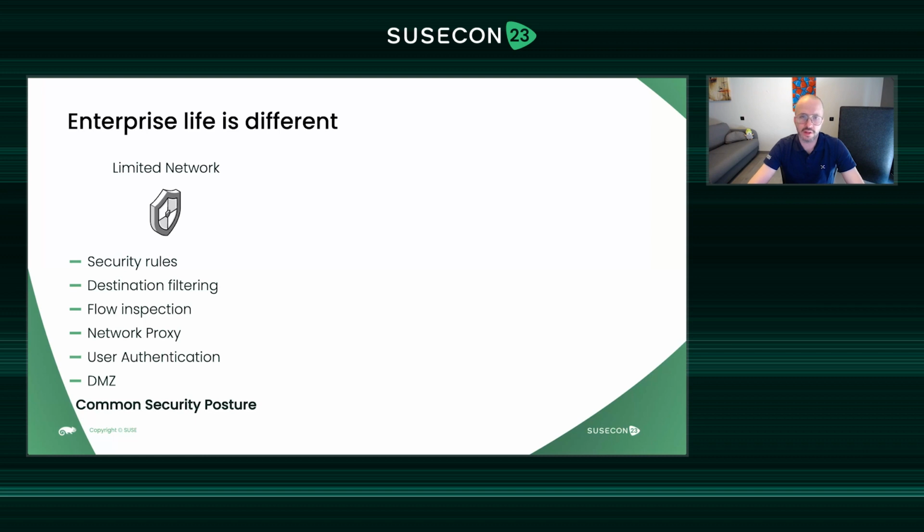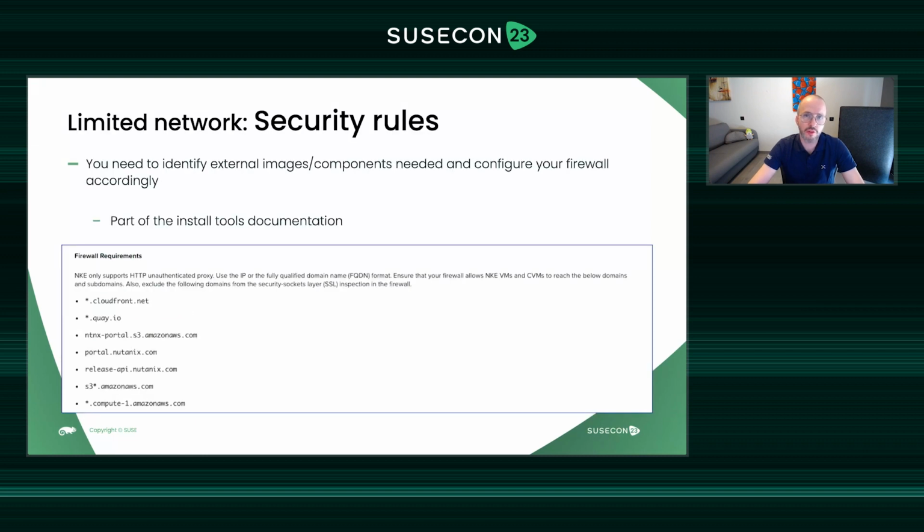When you hit this kind of situation, the first thing to understand is how it works. The first case is the limited network. If your company has put in place some security rules, you need to identify the external images and components you need to deploy your Kubernetes cluster and of course configure your firewall accordingly. Usually that's part of the documentation. Whatever tools you are planning to use to deploy Kubernetes, please check inside the documentation.